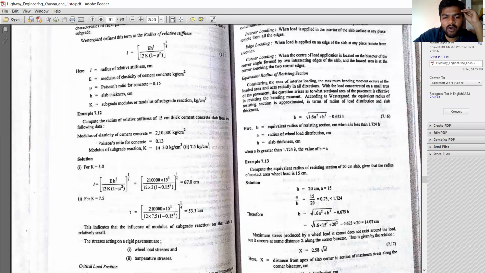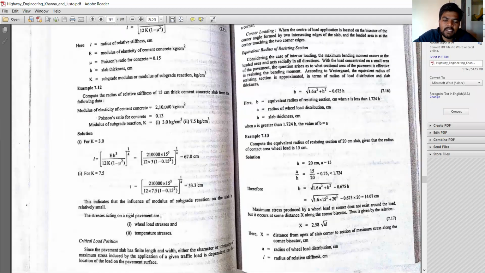Okay, now I will repeat it again. When A by H value is greater than 1.724, suppose radius of wheel load divided by slab thickness, you are getting 1.8, then the B value, radius of resisting section, will be same as radius of wheel load. If A by H value is less than 1.724, suppose it is 1.6, then B value should be calculated by using this formula, by considering slab thickness and radius of wheel load. Okay, this is the condition to calculate radius of resisting section.